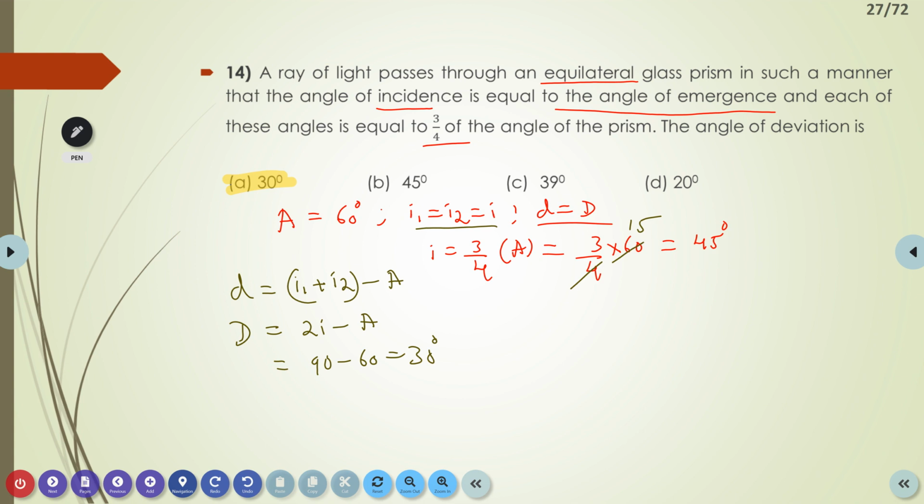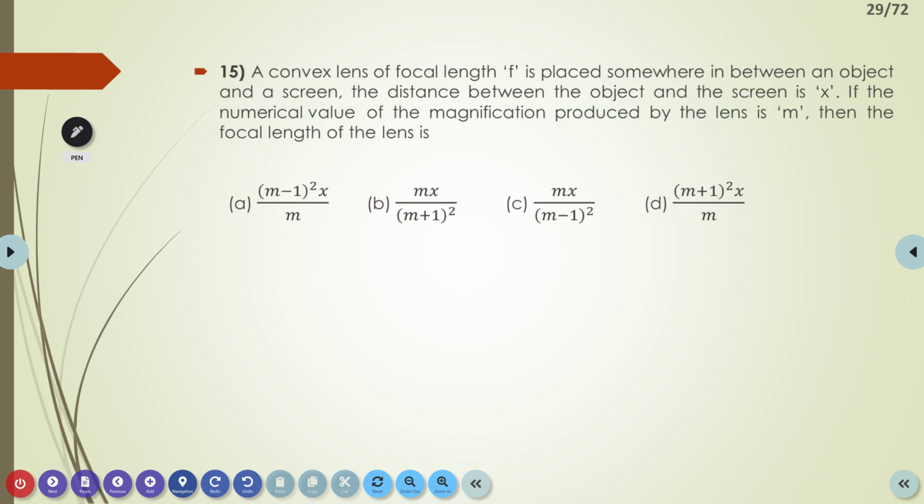Okay, fine. Next. A convex lens of focal length F is placed somewhere between the object and a screen. The distance between the object and the screen is X. If the numerical value of the magnification of the lens is M, then the focal length of the lens is.